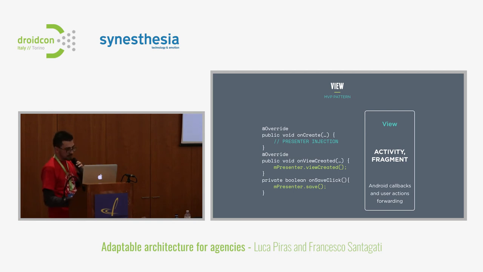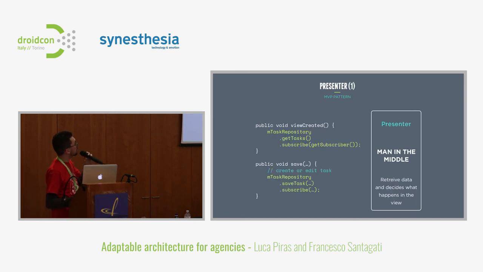The presenter is the most complex class in our architecture because it interacts with many objects. Its main task is to retrieve data from one or multiple repositories and return it to the view. Unlike the typical MVC, it also decides what happens when you interact with the view. For example, inside onViewCreated, we may call getTask from our repository and subscribe to the observable returned. We will do the same thing when a user triggers an action like a save or a submit action.